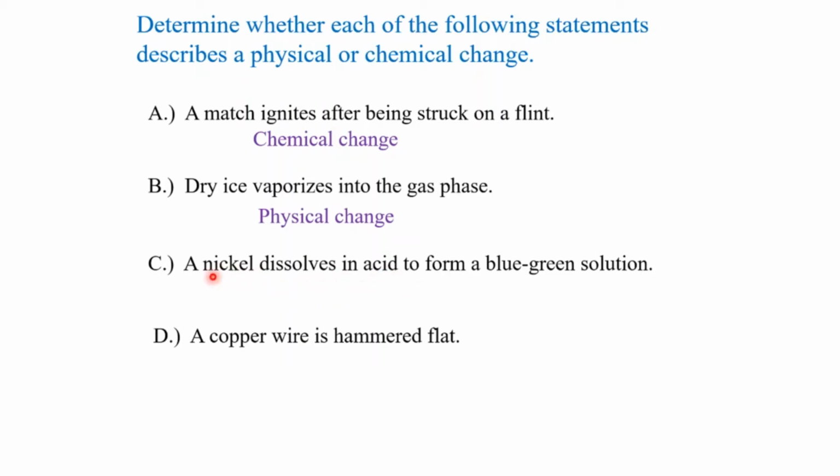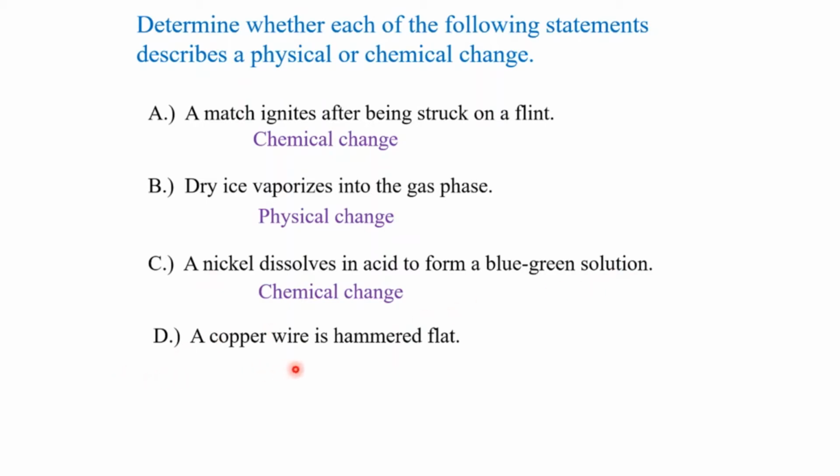Okay, so the nickel here is actually nickel atoms. And then the nickel here in the solution is cation ions. So that's a chemical change. It's not the same identity anymore. Okay, so that's nickel atom, and here are nickel cation ions. They are not the same.